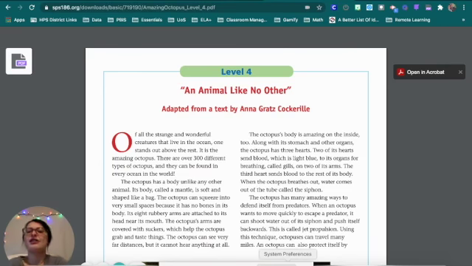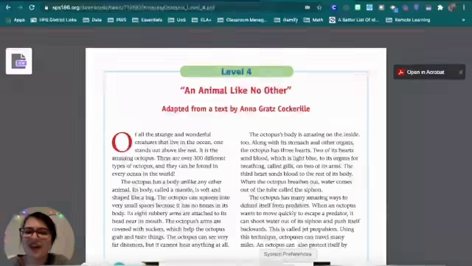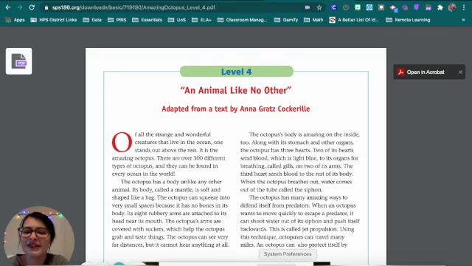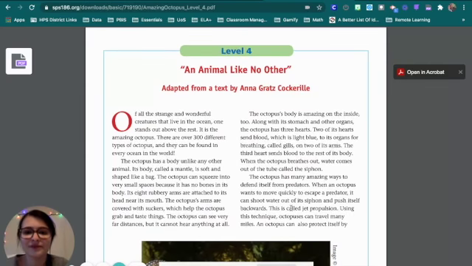Its body, called a mantle, is soft and shaped like a bag. The octopus can squeeze into very small spaces because it has no bones in its body. It's kind of strange. Its 8 rubbery arms are attached to its head near its mouth. The octopus's arms are covered with suckers, which help the octopus grab and taste things. The octopuses can see very far distances but cannot hear anything at all.